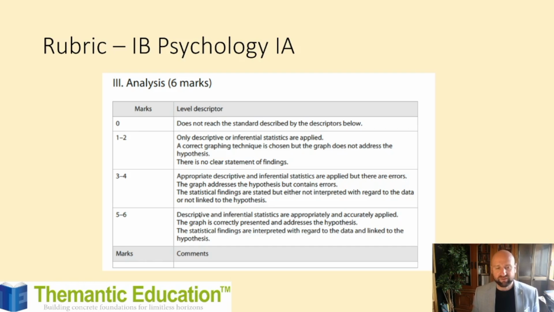So you have to have your descriptive and inferential statistics applied accurately. The graph is presented and addresses a hypothesis. Do not graph your raw data. That's another common mistake I see. You are graphing your calculated data, so you're graphing your descriptive statistics, and you have to interpret your statistical findings with regard to the hypothesis. Now, your descriptive statistics are not linked to the hypothesis. This is referring to your inferential statistics. Do you retain or reject your null hypothesis based on your inferential test?